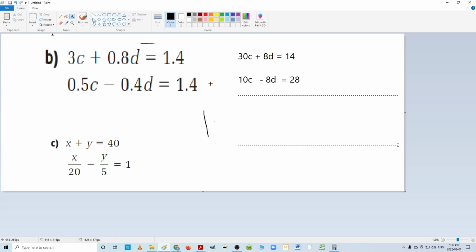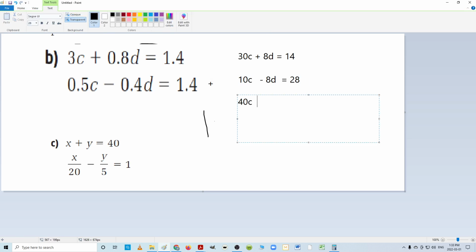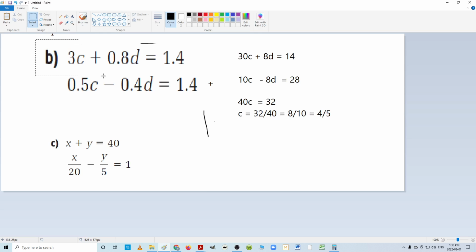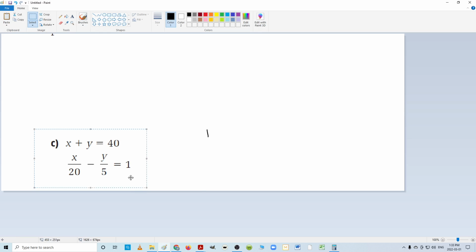So 30c plus 10c is 40c. 8d plus minus 8d is 0. And 14 plus 28 is 32. And I think I got it right, but I might have made an arithmetic error in there. I don't think so, though. And then you solve for c, and c is equal to 32 over 40, which is the same as, you can divide them both by 4, 8 over 10, which is 4 over 5. So that's your c, and then just plug it back into one of the equations to solve for the other one. And just throw both the equations into Desmos to see if you got it right.